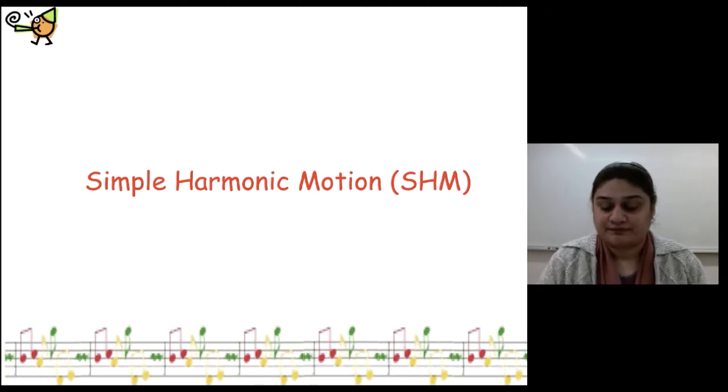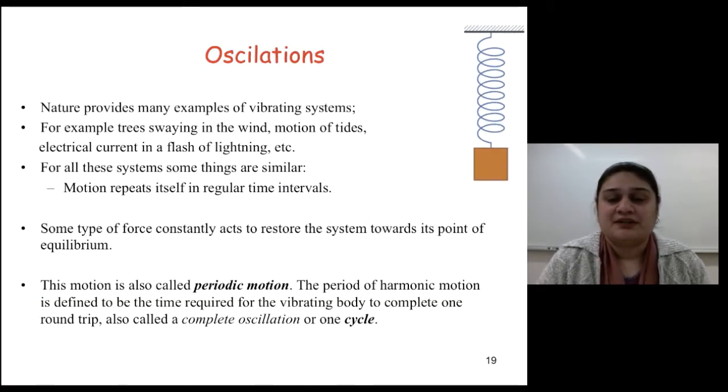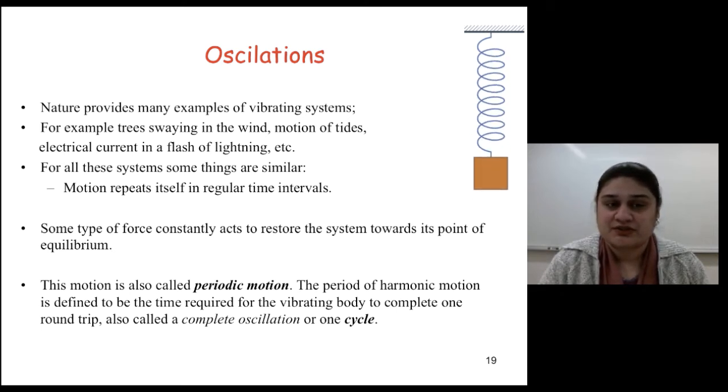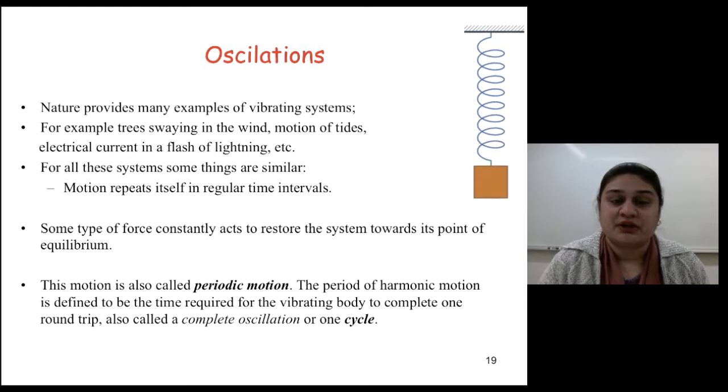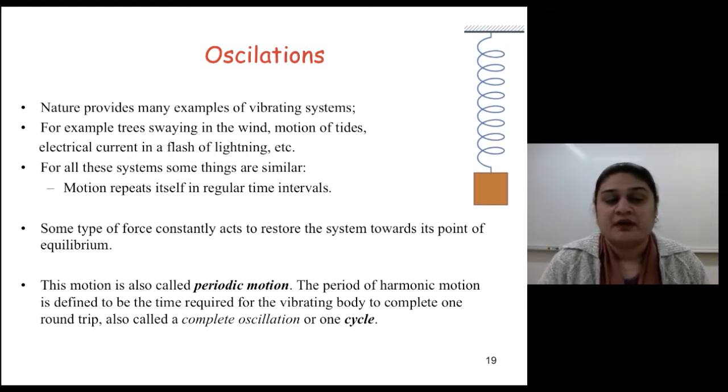Simple harmonic motion. Nature provides many examples of vibrating systems, for example, trees swaying in the wind, motion of the tides, etc. For all these systems, some things are similar. For example, the motion has to repeat itself in equal intervals of time, and some force constantly acts to restore the system towards the point of equilibrium.